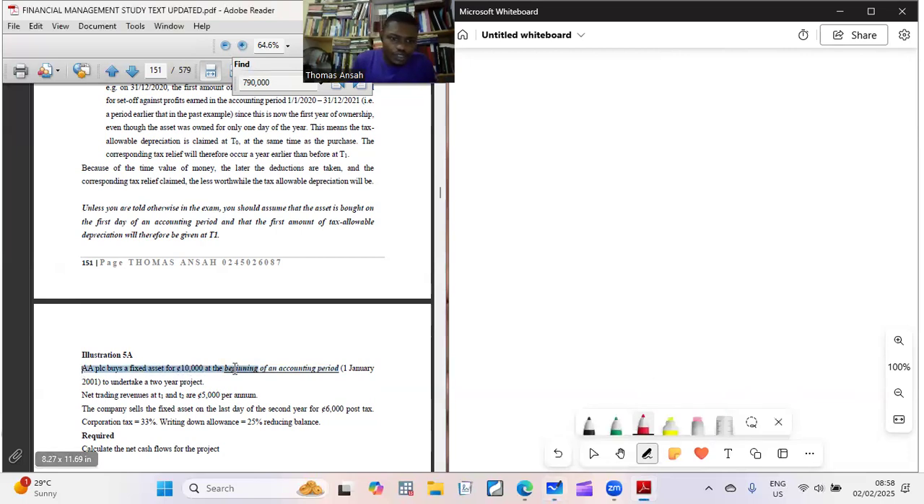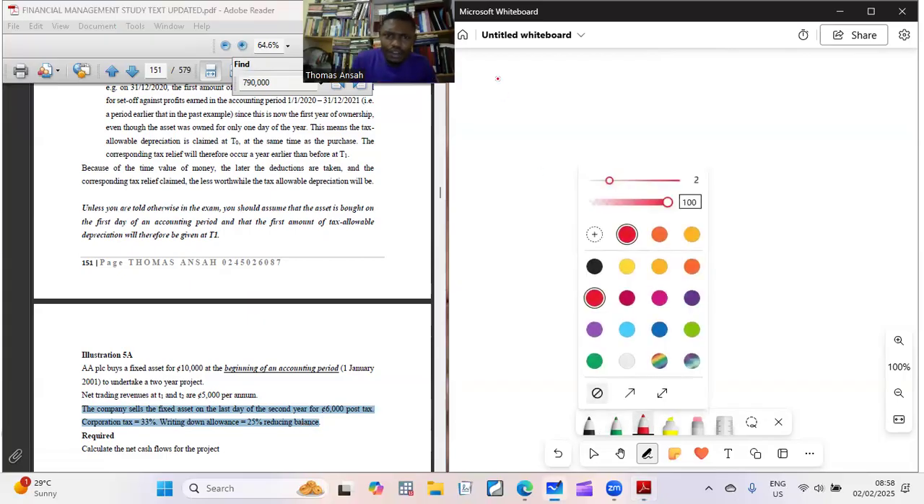So it says that AAPLC buys an asset at the beginning for a 2-year project. The net trading revenue is your operating profit before interest and tax. That is what we call net trading revenue. When you deduct your tax and do all those things, your capex and everything, we call it net cash flow. All right. So the company sells the asset at the last day. Remember, in the year you sell the asset, you will not get a capital allowance. What you can get is a balancing allowance or a balancing charge. So let's set up our capital allowance workings.